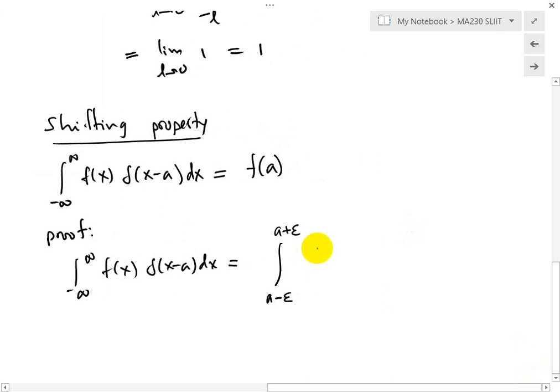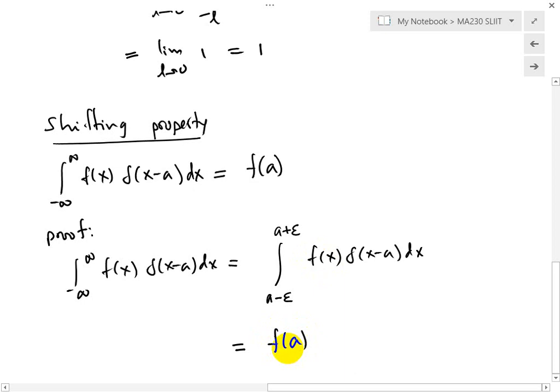Okay, so you have f of x and delta of x minus a dx. Now what we are going to do is, inside this interval near a, the function f is very close to a, so we are going to say that f of x is approximately the same as f of a.